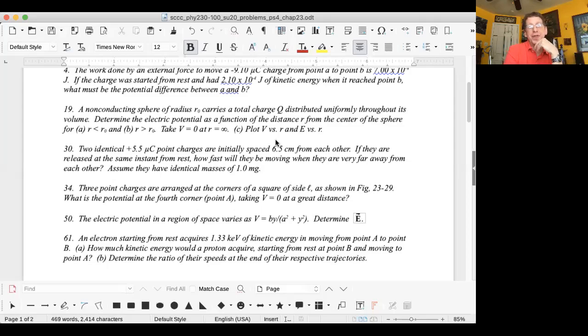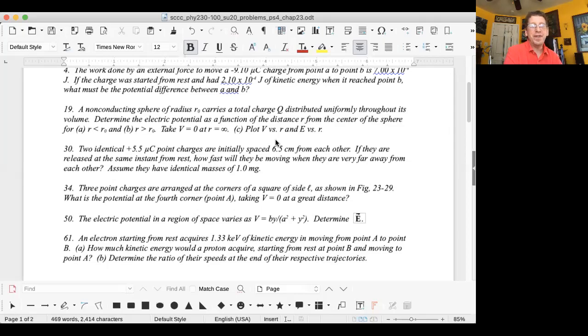That brings us to number 34. Three point charges are arranged at the corners of a square of side L, as shown in a figure. So you're going to need to look up the figure. What is the potential at the fourth corner, taking V equal to 0 at a great distance? You would need to figure out the potential at that point due to each of the charges individually. And again, this is simpler than figuring out the electric field at that point because you don't have to break into components. You're just adding your potentials together.